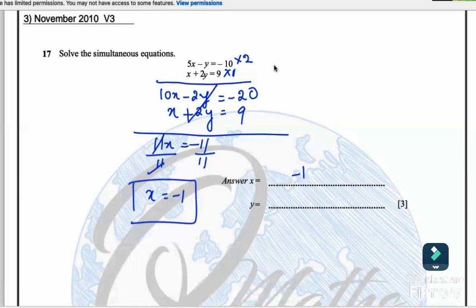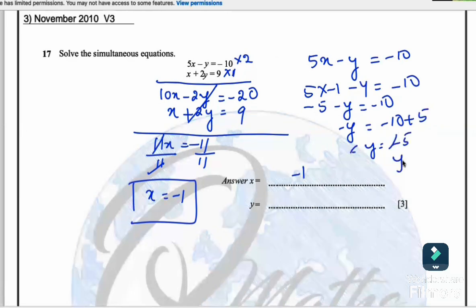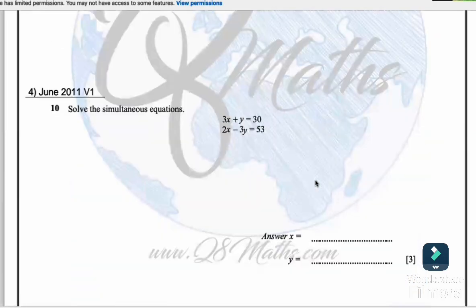Now let's find out the value of y by choosing any one of the equations here. Therefore, 5x minus y is equal to negative 10, or 5 into minus 1 minus y is equal to negative 10, or minus 5 minus y is equal to minus 10. You want to make y the subject. So minus y is equal to minus 10 plus 5, which is minus 5. Minus and minus cancel. Therefore, y is equal to plus 5. Therefore, you will write the answer for y as 5. Okay, let's see question number 4.